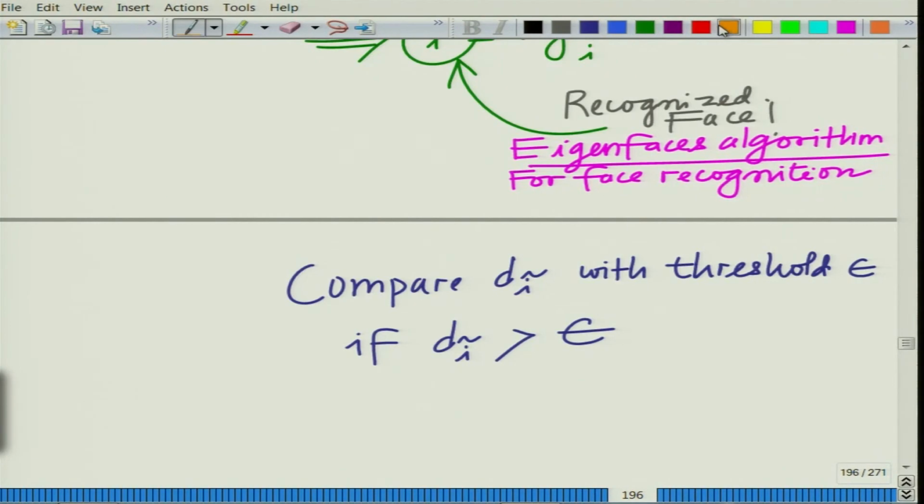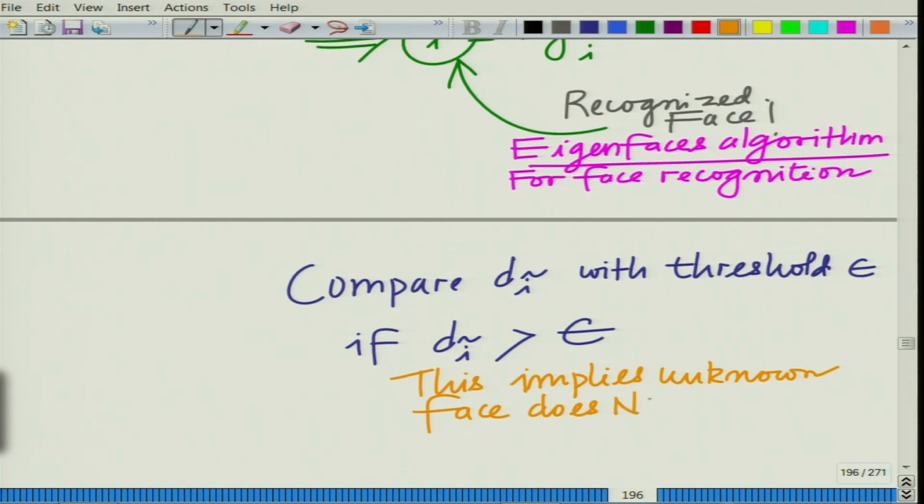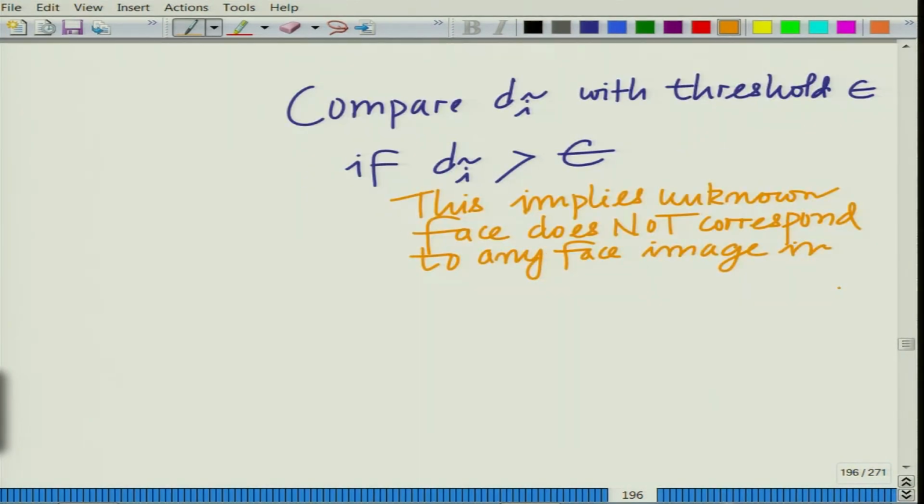So, this typically implies that the unknown image does not correspond to any face image in the existing database, alright, because it is not particularly close to any of the images in the database.